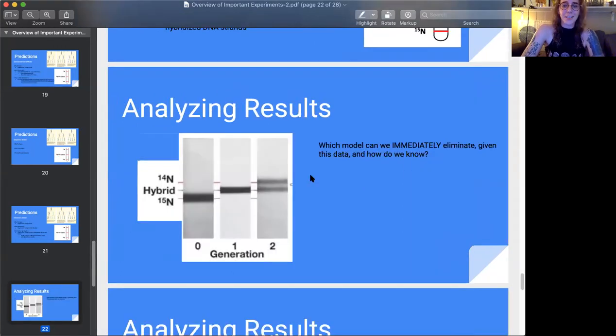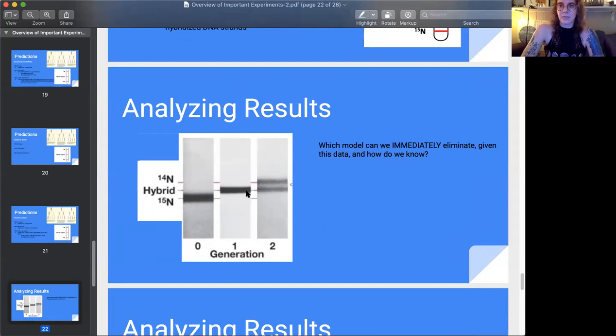So now it's time to analyze our results. We can see at generation 0, that's just showing that this is where the parent DNA is coming from. So it's exclusively at this heavy isotope, because that's the media that we're taking it from. But now when we switch to the new medium with the lighter isotope to create this first generation, now we see a single band at the hybrid line.